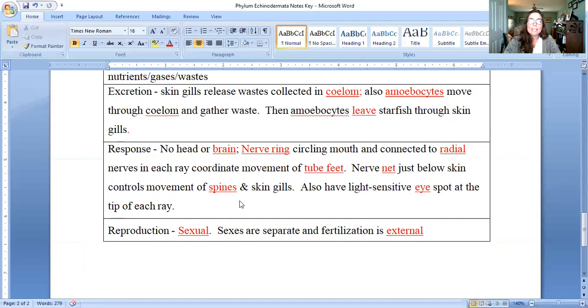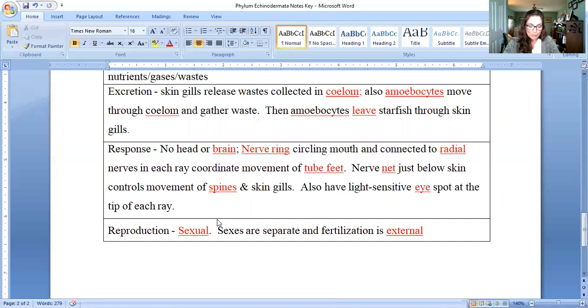Reproduction in starfish is sexual, and there are male starfish and female starfish, but it's really hard to tell which is which unless they're in the process of making sperm or eggs. Their fertilization is outside of their body. Okay, so those are the notes on echinoderms.